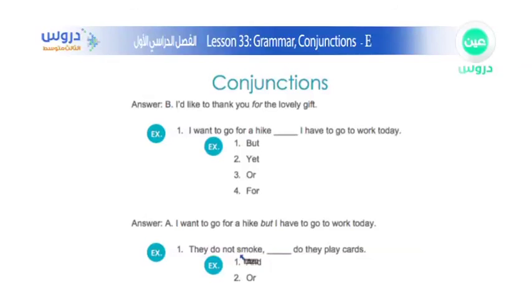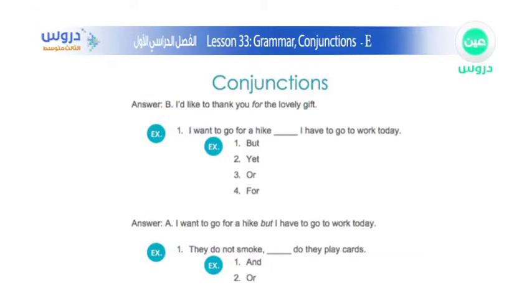They do not smoke, nor do they play cards. It means they don't smoke and they don't play cards, okay? This is the meaning of the sentence. They do not do both. You understand me? If you understand me, type number 1 for this one. Okay, good job. Thank you so much.